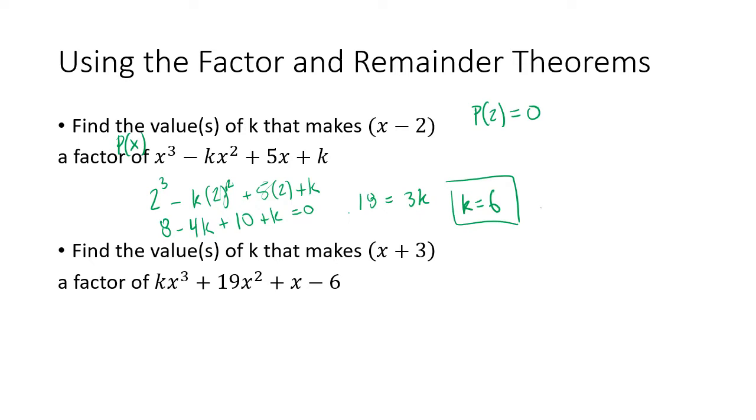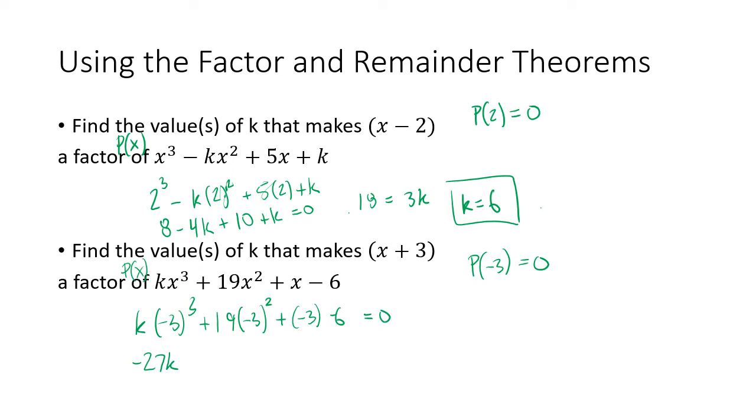All right, the next problem is the same kind of problem. Find the values of k that make x plus 3 a factor of kx cubed plus 19x squared plus x minus 6. If we call this polynomial p of x, that means that p of negative 3 needs to equal 0, so I'm just going to plug in negative 3 for x. So we'd have k times negative 3 cubed plus 19 times negative 3 squared plus negative 3 minus 6. So this would be negative 27k. Oh, this needs to equal 0.